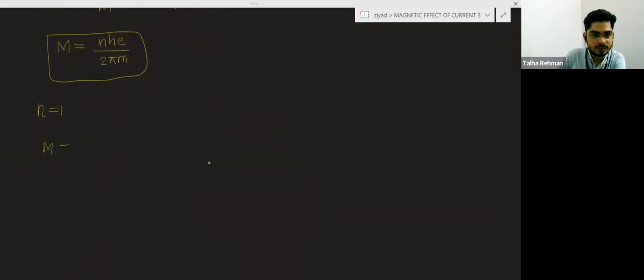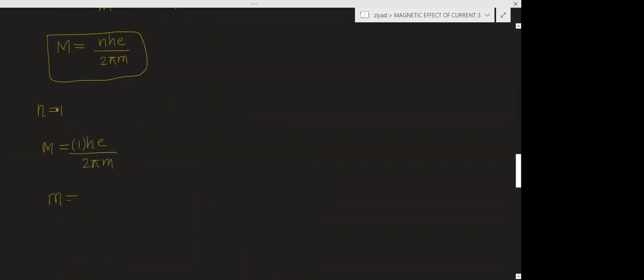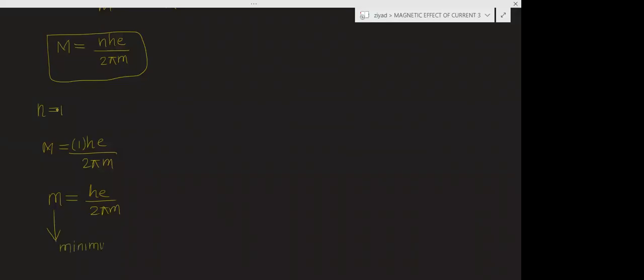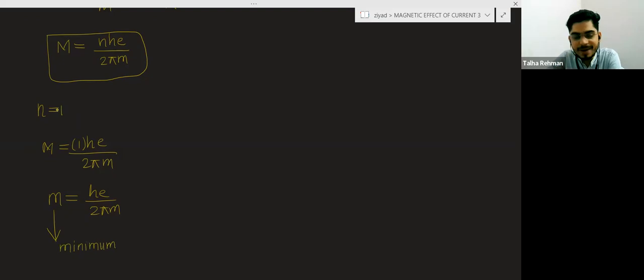Instead of N, I have put the value 1. This is HE, this is 2 pi M. So your magnetic moment will be HE divided by 2 pi M. This is the minimum magnetic moment, and this minimum magnetic moment for N equal to 1 is known as the Bohr magneton.